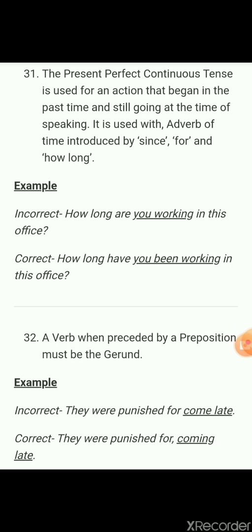Rule number 32. A verb when preceded by a preposition must be the gerund. Very simple. When there is a preposition, it should be followed by a gerund. "They were punished for come late." "They were punished for coming late." Look at the preposition for. For is always followed by a gerund, which means you need to add ing to the main verb.